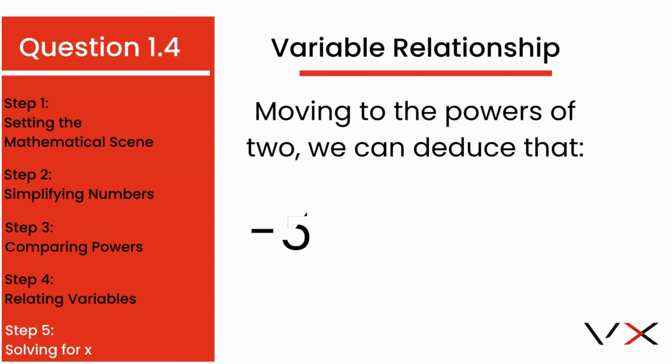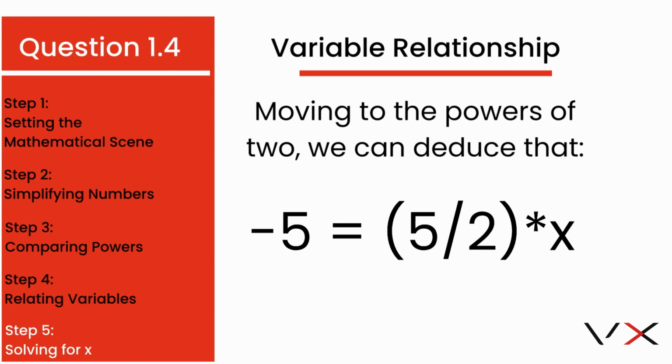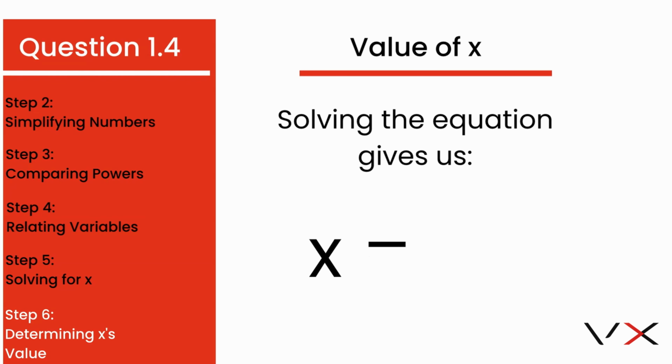Step 5. Moving to the powers of 2, we can deduce that negative 5 equals 5 halves times x, which allows us to solve for x directly. Step 6. Solving the equation gives us x equals negative 2.